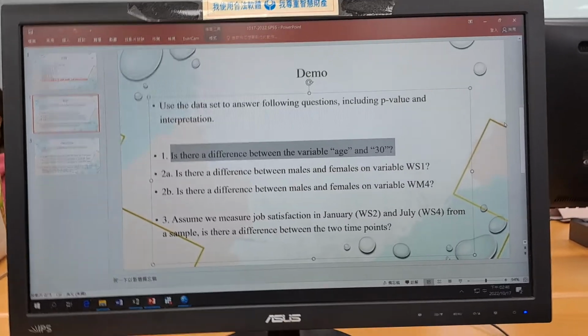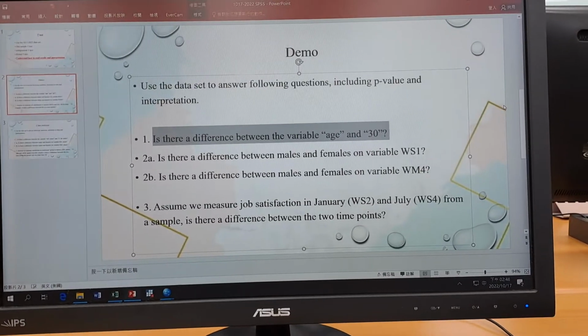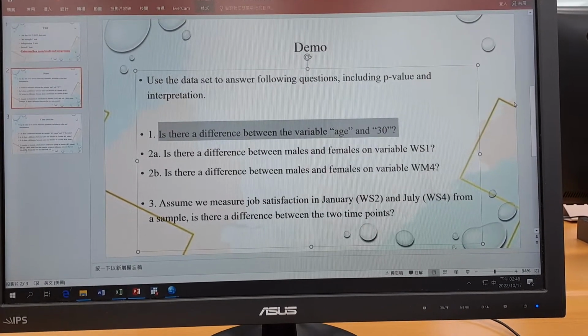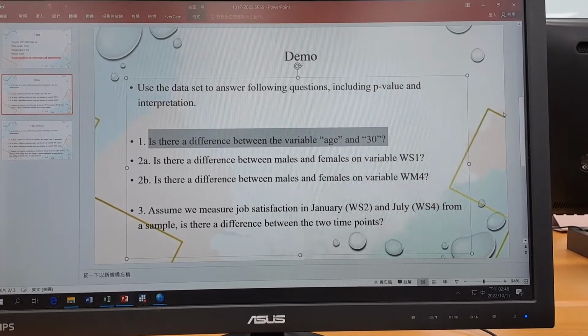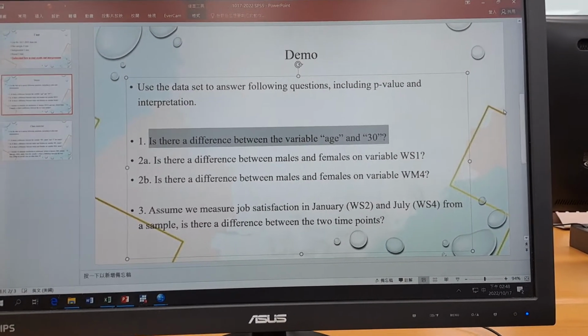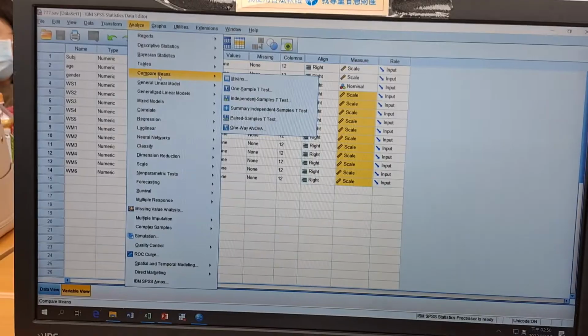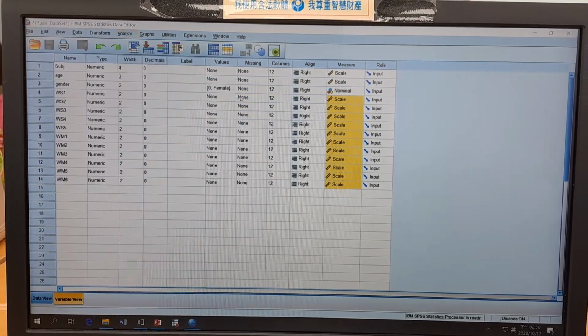Look at the whiteboard: one sample t-test. This is used to compare to a specific number. Now, how do we address the null hypothesis and alternative hypothesis? Compare means, one sample t-test.